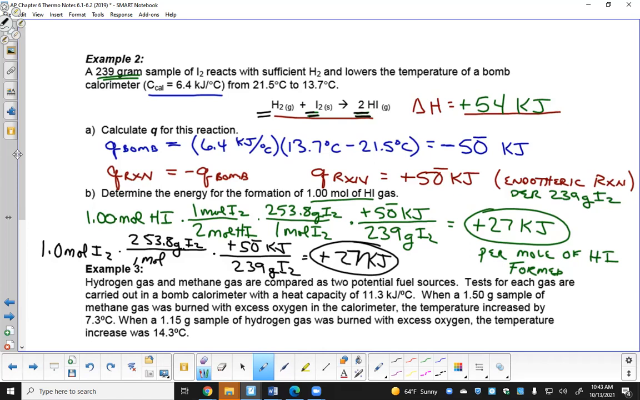Yes. Wait. You're right. What did I do here? That would come up to the 54 because I'm not dividing by 2. And that's what the number should be. Thank you. So when 1 mole of this reacts, we get 54. Thanks for pointing that out. Good clarification.